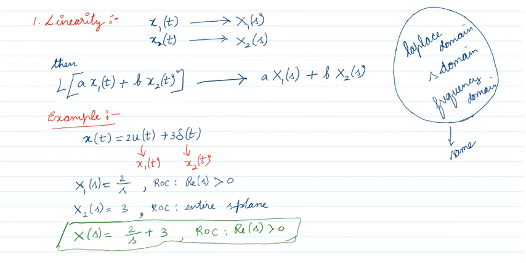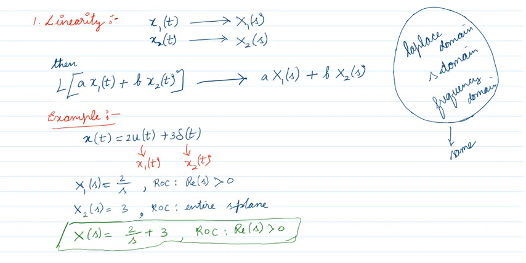Now using linearity property, look at an example. Find the Laplace transform of x of t, which is given as 2 into u of t plus 3 into delta of t. Let me say this is x1, this is x2. What is the Laplace transform of u of t? It is 1 by s. So X1 of s is equal to 1 by s. So 2 is a constant, so 2 by s. What is the Laplace transform of impulse signal delta of t? Laplace transform of delta of t is 1. So 3 into 1, so X2 of s is 3. So I can add those two, X1 of s plus X2 of s.